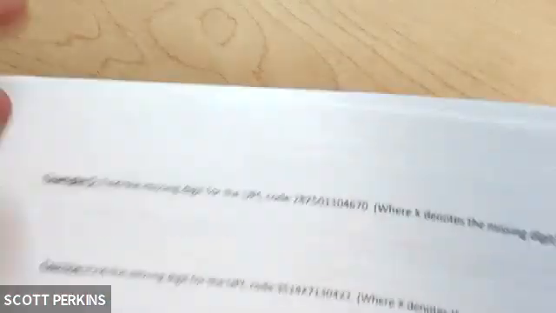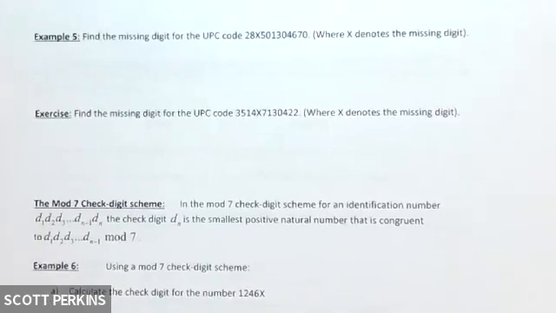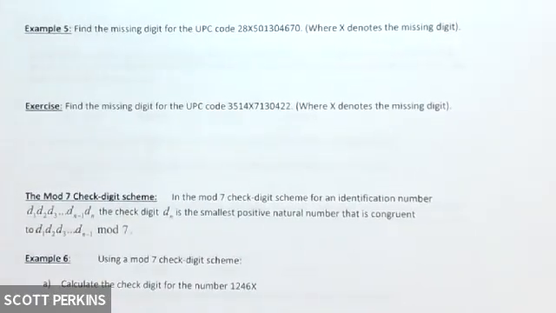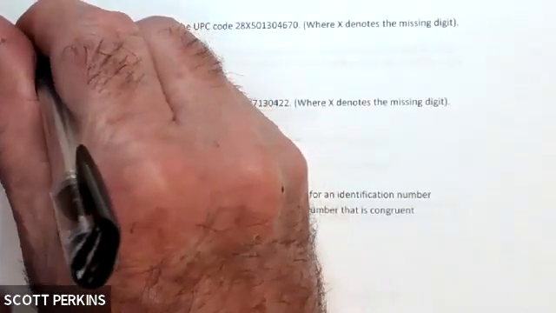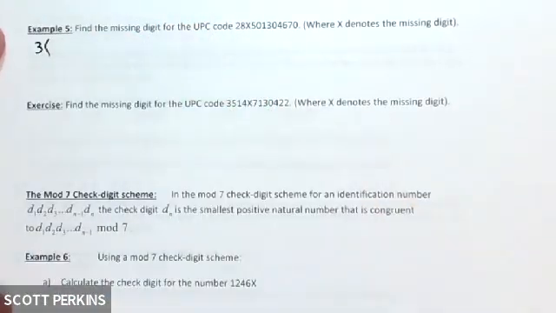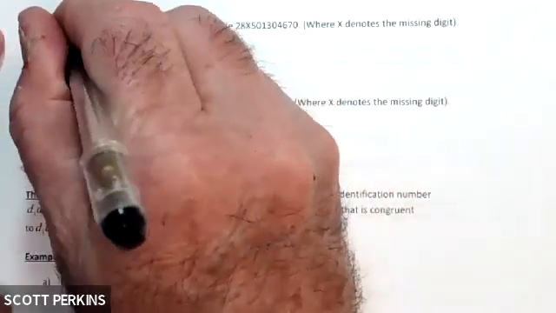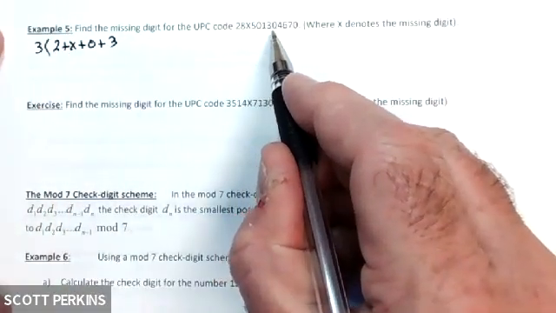Just for kicks, we're going to do one of these where we have to solve for the odd positions. So in this case, for some reason, I'm missing the third digit. So let's go ahead. I'm going to work this one with you. I'm going to set it up the same way we just set up the other one. I'm going to do 3 times the sum of the odd digits, which is 2 plus x plus 0 plus 3. 2, x, 0, 3. And then 4 and 7.